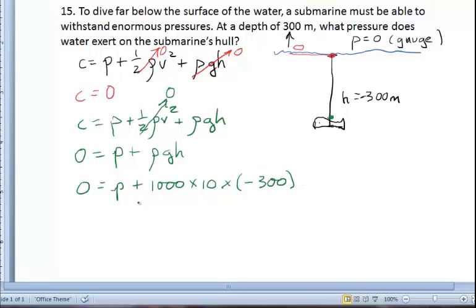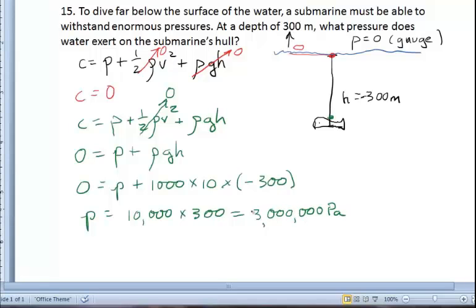Oh, okay. Well, let me see. That means that we can rearrange and we can say the pressure is equal to 10,000 times 300. And so that is on the order of 3 million pascals. Give or take a little bit because we didn't use our 10,000. And so that's how we could determine what the pressure on a submarine would be.